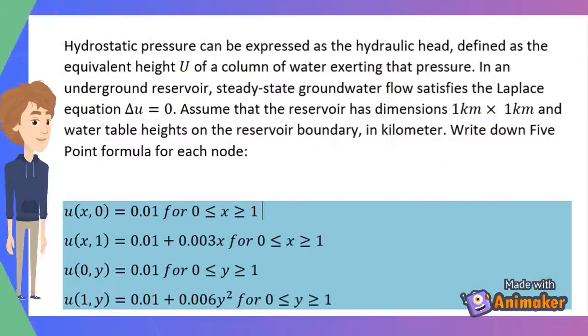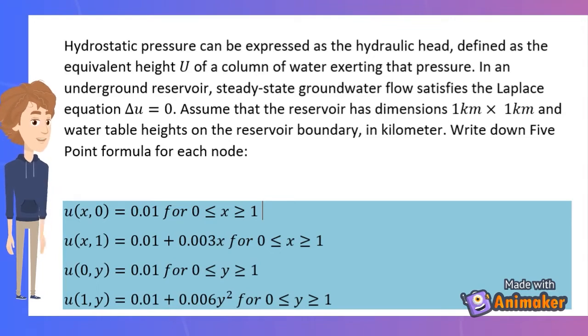Attention everyone, consider a situation where hydrostatic pressure can be expressed as the hydraulic head, defined as the equivalent height U of a column of water exerting that pressure. In an underground reservoir, steady-state groundwater flow satisfies the Laplace equation, Laplacian of U equal to 0. Assume that the reservoir has dimension 1 km times 1 km, and the water table height on the reservoir is given in kilometers. Write down the 5-point formula for each node.